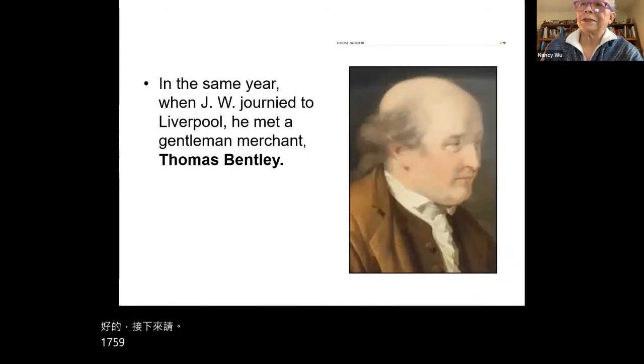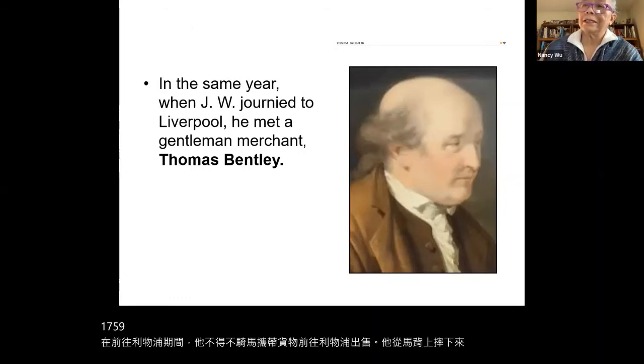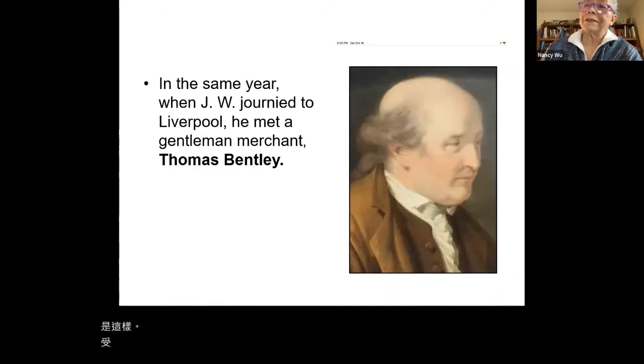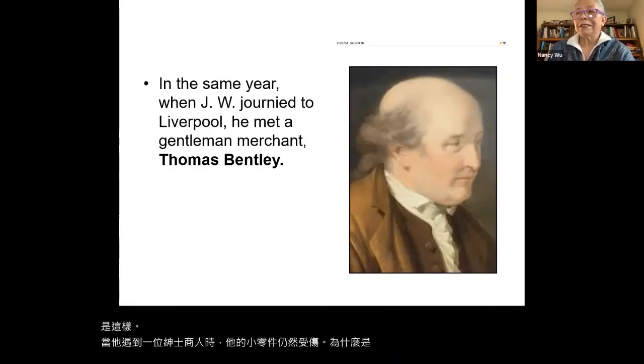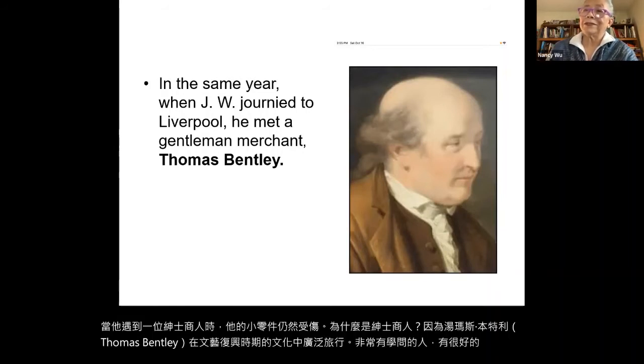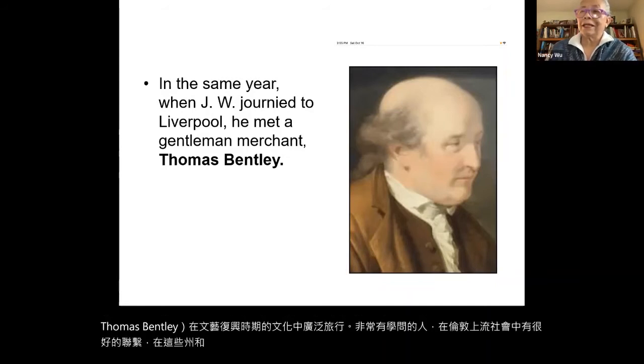In 1759, during his travel to Liverpool, he had to carry his goods on horseback to sell. He fell off the horse and injured his leg. The injury was still an after effect of his smallpox, and he met a gentleman merchant. Why gentleman merchant? Because Thomas Bentley traveled widely in the Renaissance cultural world. He was a very learned person and had good connections in the high society of London in those days. And they became very good friends. Okay, next please.